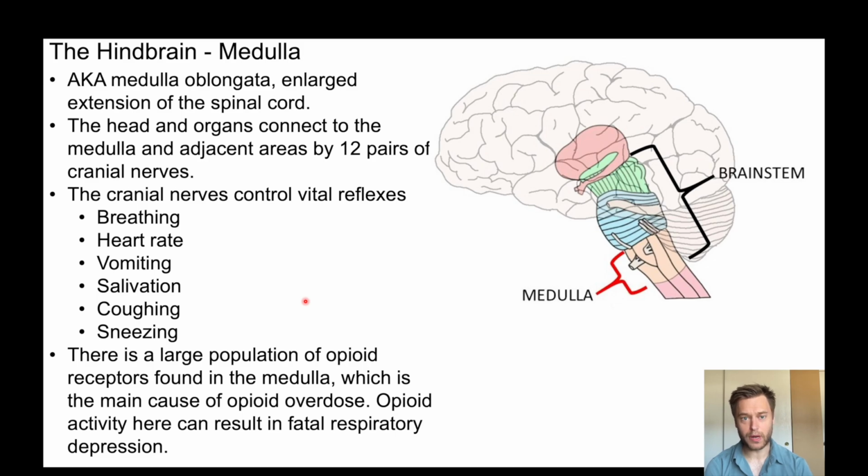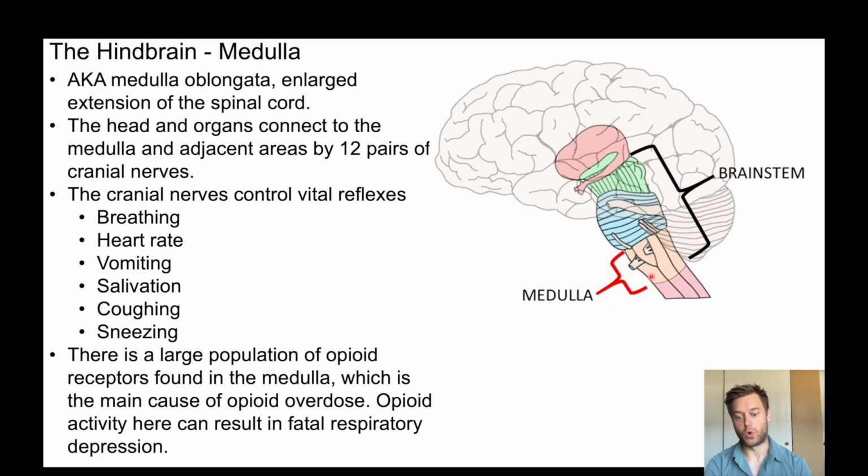And there's a large population of opioid receptors that are found here, which is the primary reason that people die when they overdose from opioid consumption is respiratory depression. And that's because there's such a big population of opioid receptors down here that can be targeted by opioids and cause respiratory depression, and literally the person will just stop breathing. So, opioids largely are central nervous system depressants.